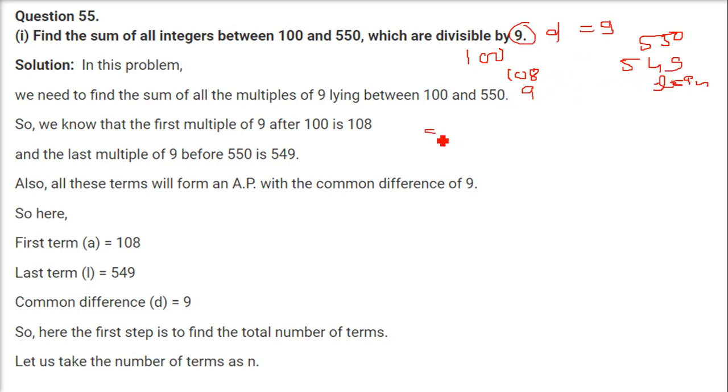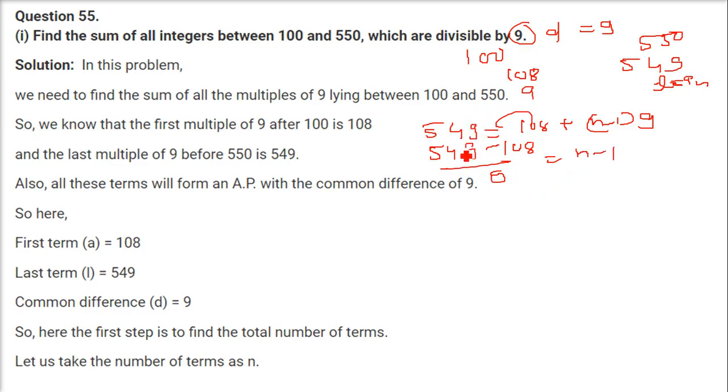So we can find out the number of terms. 549, that is l or an, will be equal to a, which is 108, plus n minus 1 into d, which is 9. Okay, so what do we get? 549 minus 108, divided by 9, equals n minus 1. So it will be 549 minus 108. This becomes 441. And 441 divided by 9. So 9 4s are 36, and 41, 9 5s are 45, 9 9s are 81. And this minus 1 is there.